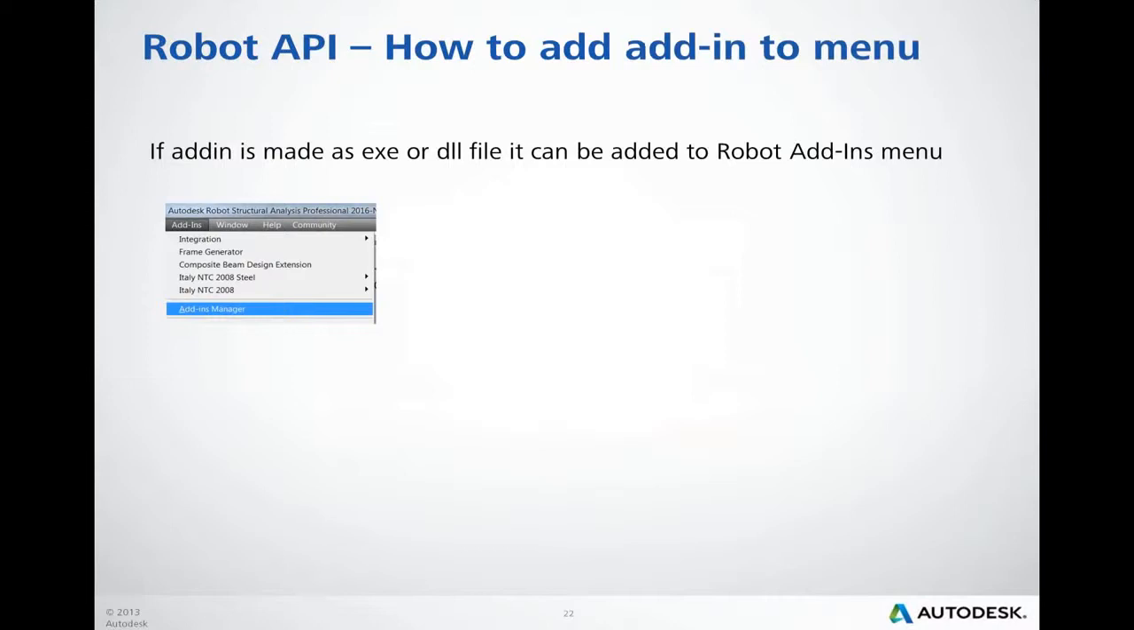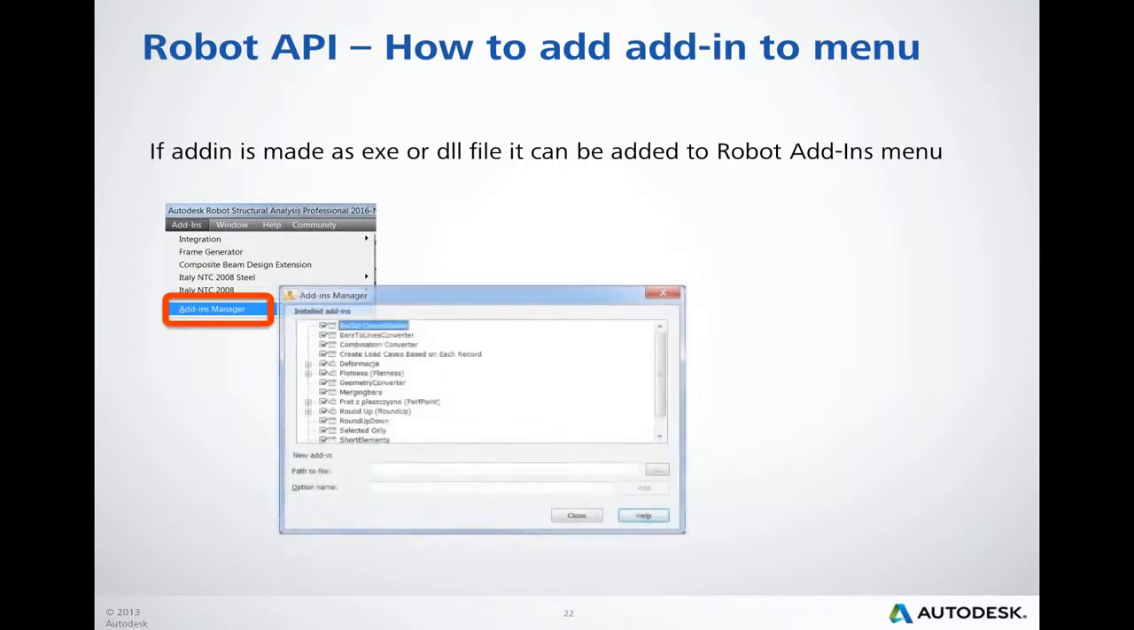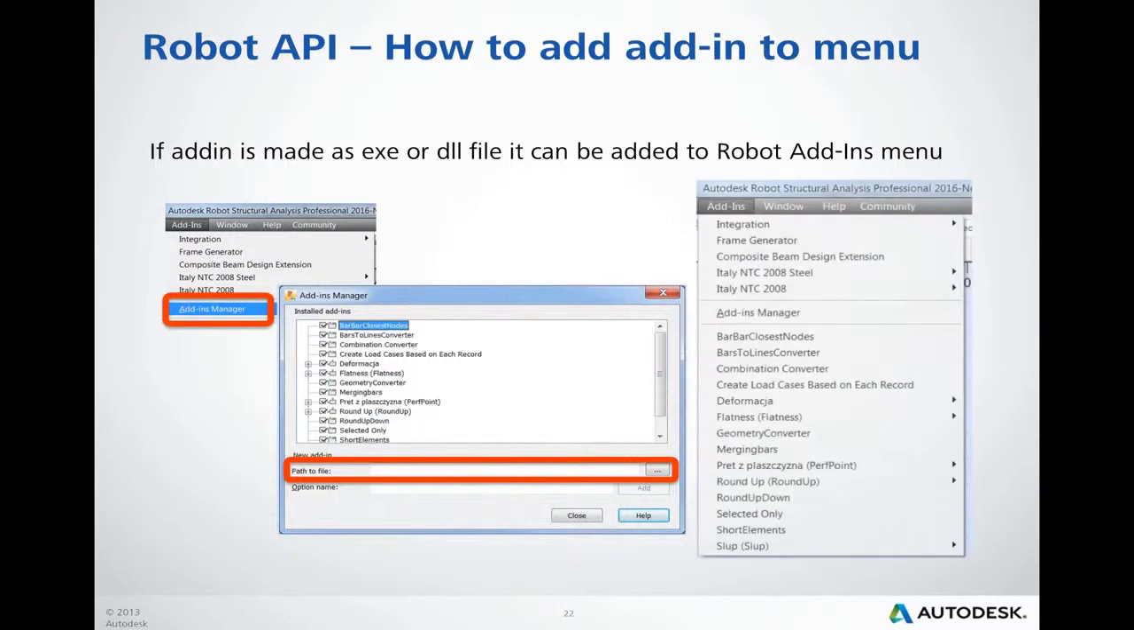For those who want to develop an add-in for Robot, it's possible to add an add-in created as an exe or DLL file to the Robot menu. To do so, it's required to use the add-ins manager from the add-ins menu. After opening the add-ins manager window, we have to specify the path to the file and open it, and it will be automatically added to the add-ins menu. But the limitation is that the item can be added only to this menu. It's not possible to add our add-in to any other menu than add-ins.